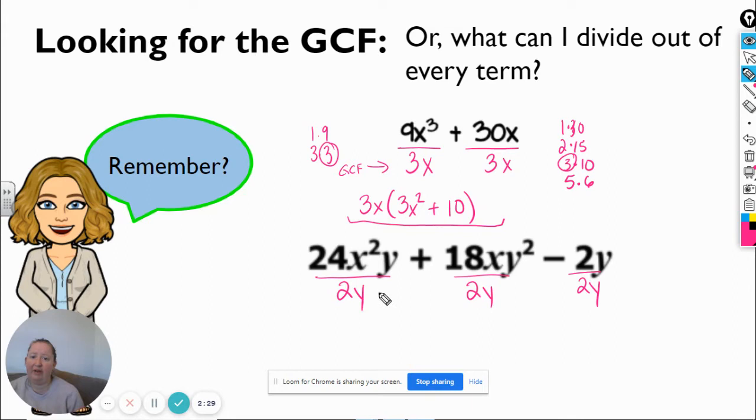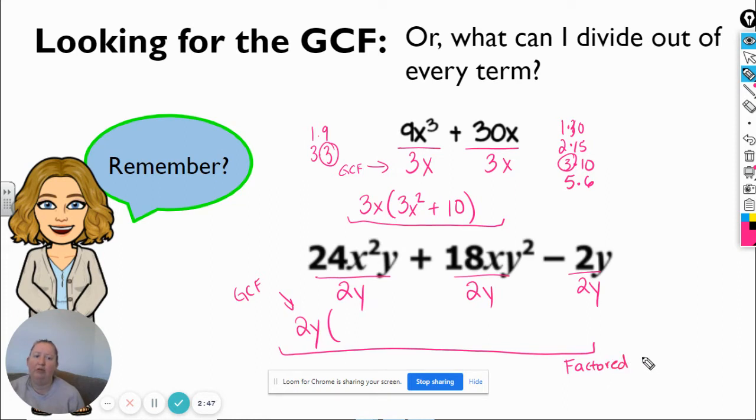So I'm going to take that out. It's like we're dividing it out. It's called factoring it out. So I have 2y on the outside. Now remember, this is the GCF, and the whole thing is called the factored form, or factorized. So we got 12x squared, and I used up the y. Then positive 18 divided by 2 is 9. I can't take out the x, so the x is left, and I can only take out 1y.